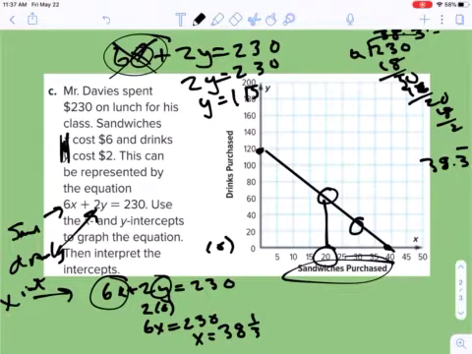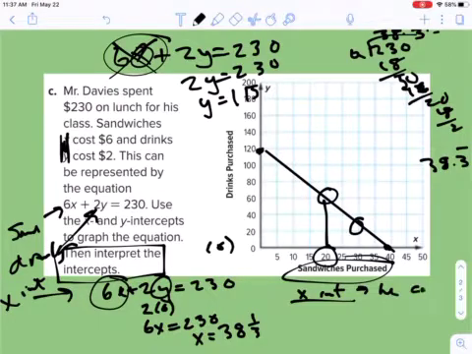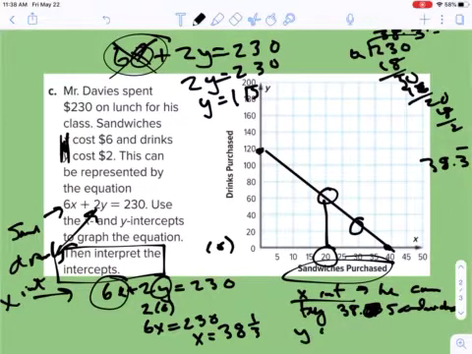And in doing the problem this way, we graphed the equation and we also interpreted the intercepts already. Your x-intercept basically is he can buy 38.3 sandwiches, which is actually kind of stupid because you can't buy 0.3 of a sandwich, can you? No. So he can buy 38 sandwiches. And then the y-intercept is he can buy 115 sodas, or drinks. I'm assuming they'll be sodas. They're kids. Kids love soda.